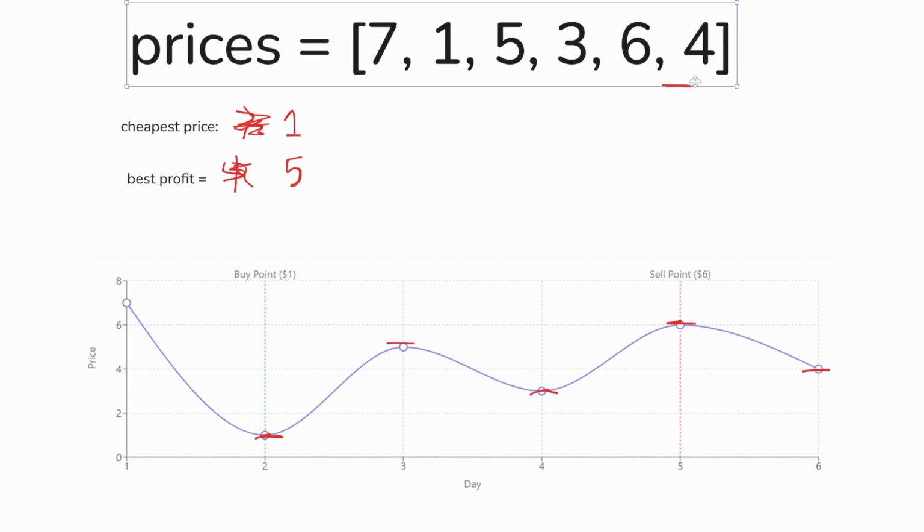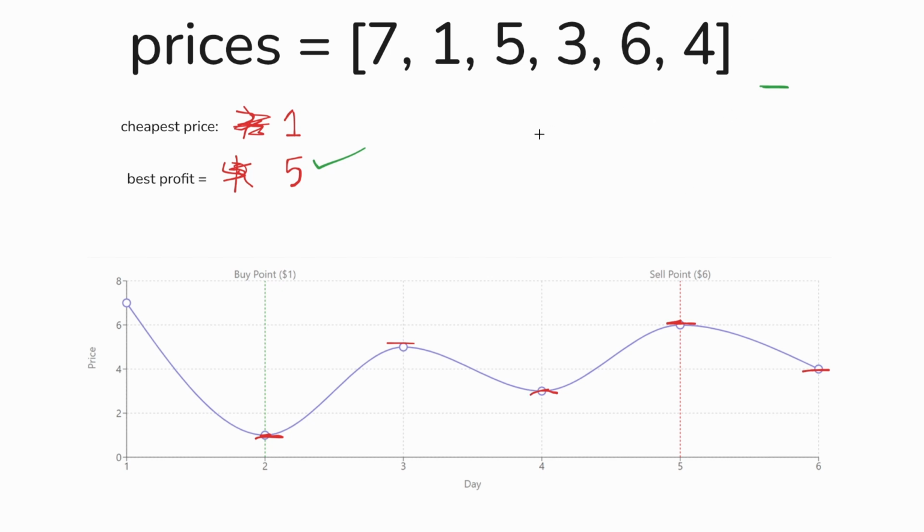Now we've looped through all the numbers in our prices array. We've seen all the types of profits that we can get, and we found that our best profit that we're going to return is going to be 5. And that actually correlates with our diagram over here.